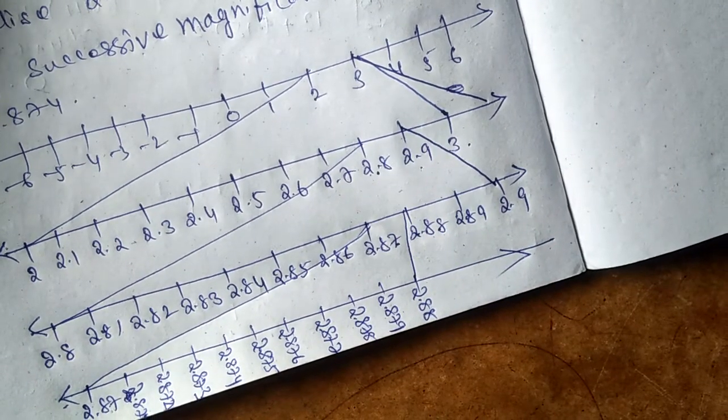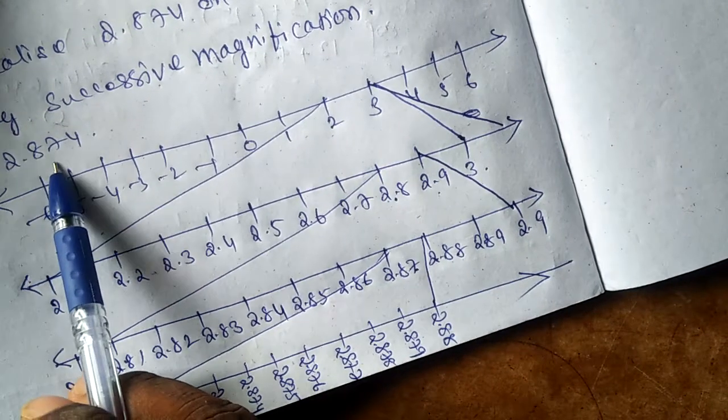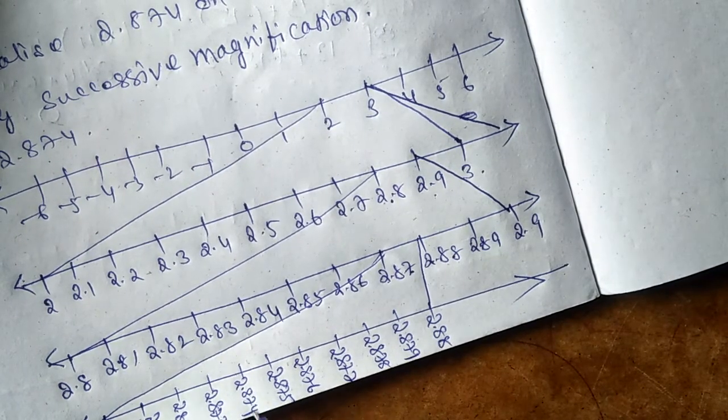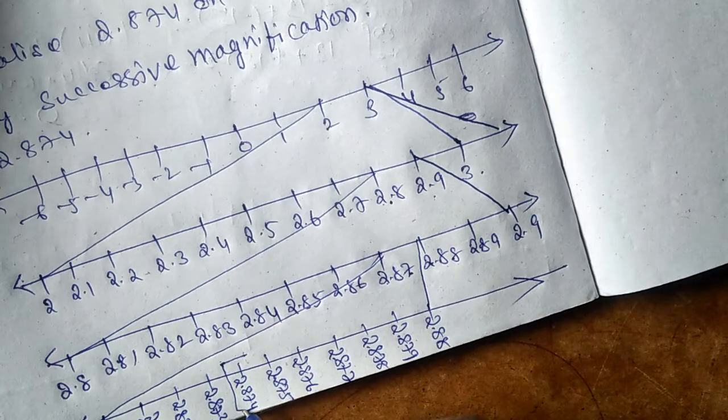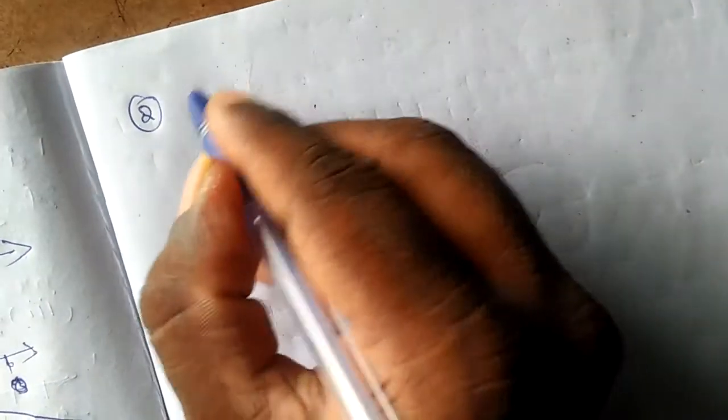So what is the number he is asking? 2.874. Where is that? 2.874, this is the number. So you have to mark it like this. This is the answer, the first answer. Okay. So next question, second question.